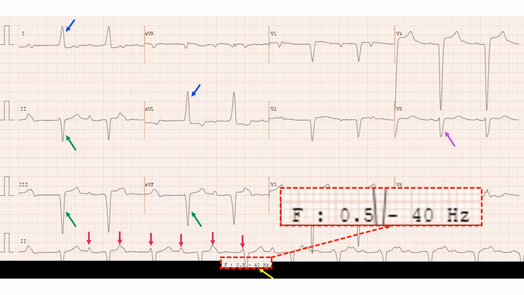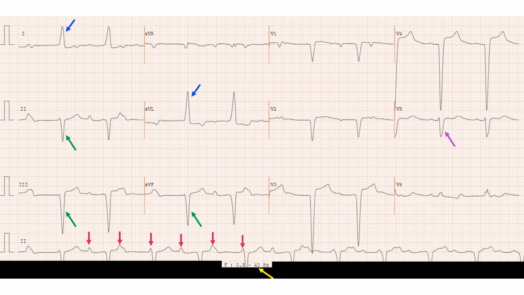Then where is the pacing artifact? It is hard to locate any pacing artifact even on close scrutiny. Why? Look at the low pass filter setting: 40 Hz, yellow arrow at the bottom of the ECG. A pacing spike or artifact is a high frequency signal which needs a low pass filter setting of 100 Hz for detection. Here, since the low pass filter is set at 40 Hz, pacing signals are not displayed in the ECG.